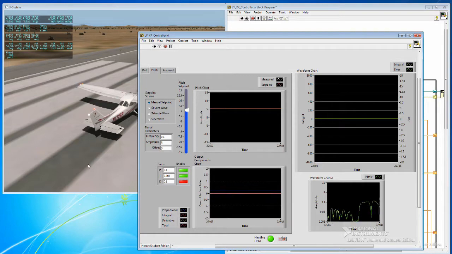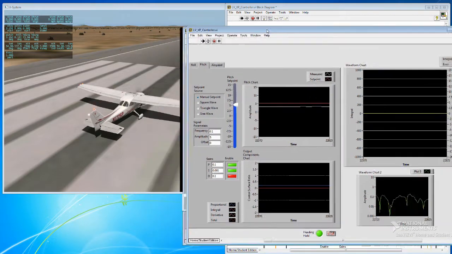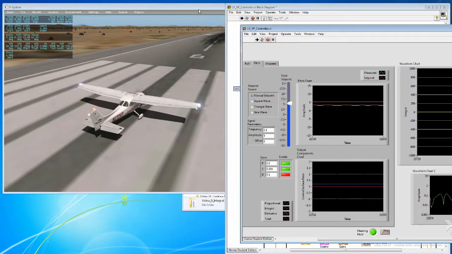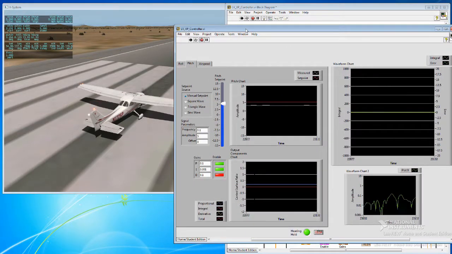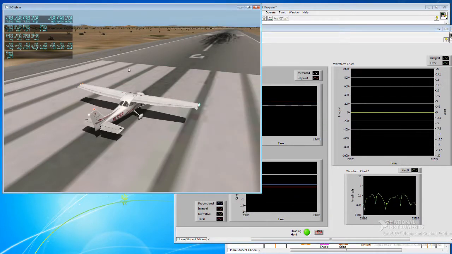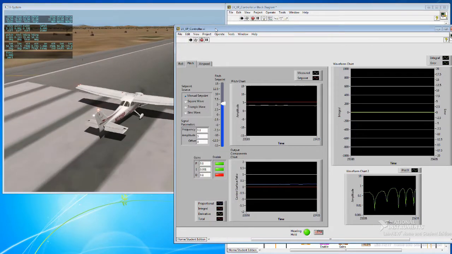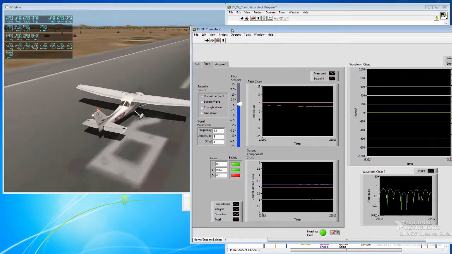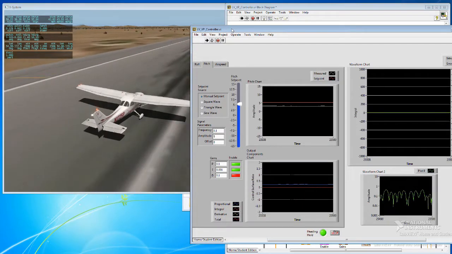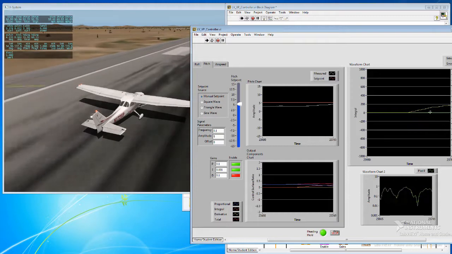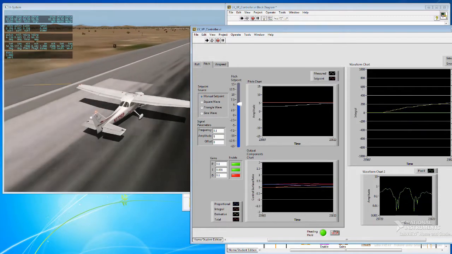Okay, so let's let that go, and what we expect to see is that as we hit 40 knots, the integral should be enabled and the system should start behaving how we want. So let's see if that happens. It's 40 knots there, and we can see that our integral's been enabled, and off it goes.